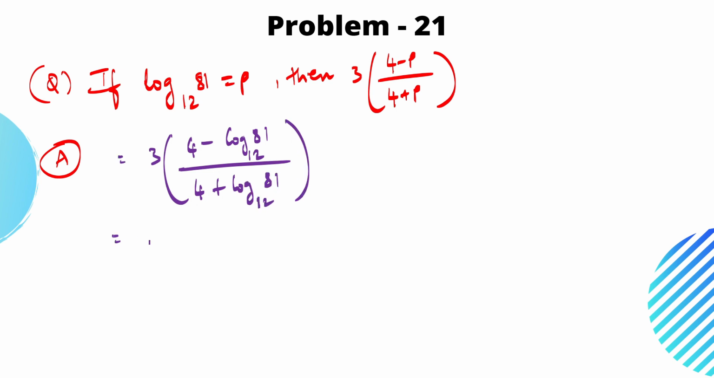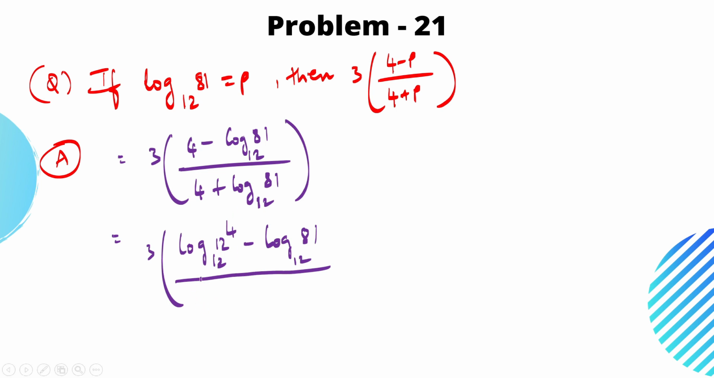Now this will be equal to 3 into, how can we rewrite 4 so that the base will be equal? See here we have log 12. Can we write it like this? Log 12 to the base 12 power 4 minus log 81 to the base 12. This one is equal to 1 and this will be equal to 4, and minus log 81 to the base 12 remains the same. Why we are writing like this is to make the bases equal, right? Here we have 12 as base and here also we have 12 as base. So let us change the denominator as well, just a manipulation.